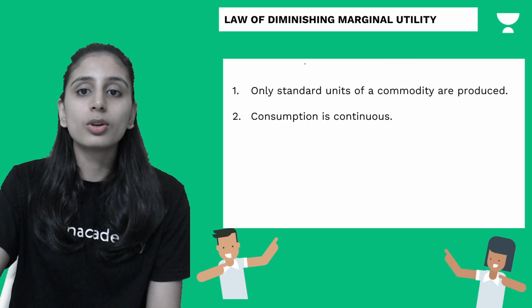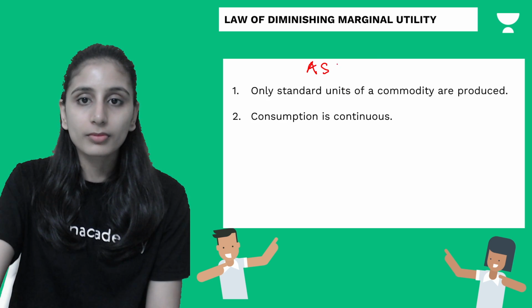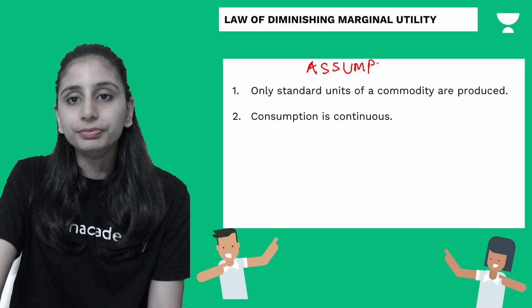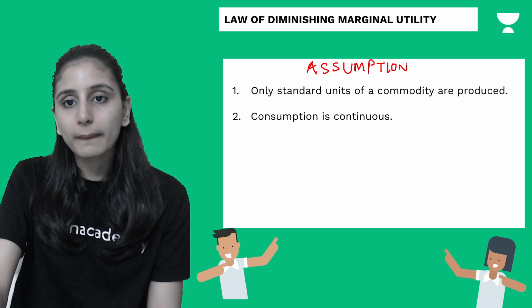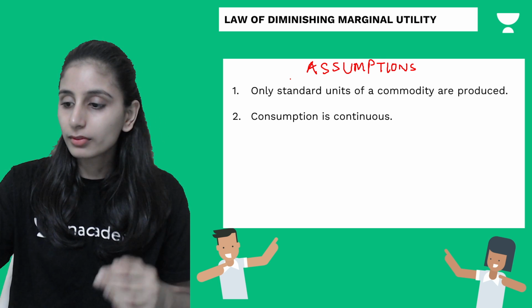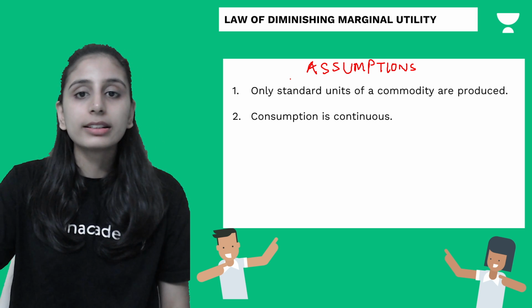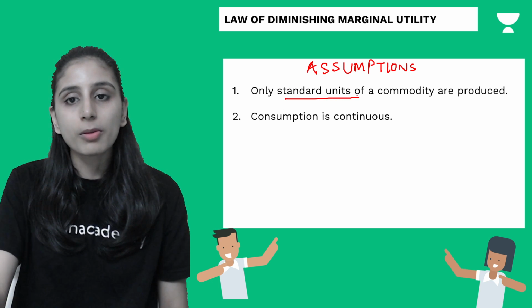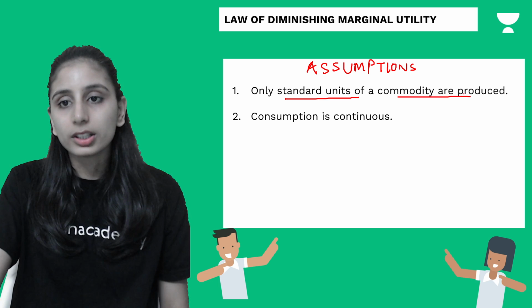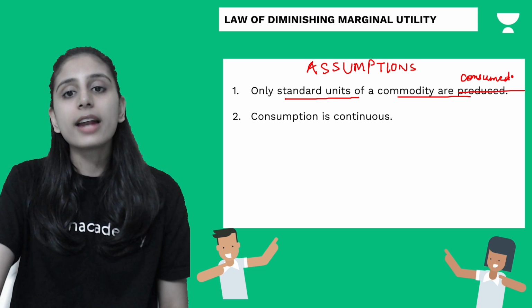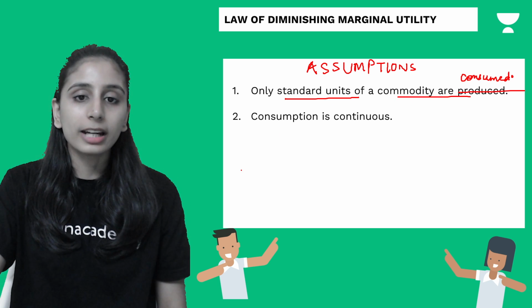अब हमारे इस लॉ की दो असम्पशन। ठीक है, तो फर्स्ट हमारी दो असम्पशन है। फर्स्ट इज ओनली स्टैंडर्ड यूनिट्स ऑफ कमोडिटी आर बी कंज्यूम्ड हियर। Only standard units are consumed. Now, what does that mean?